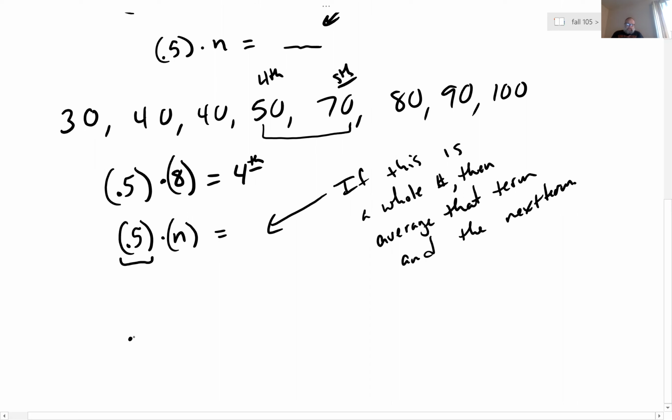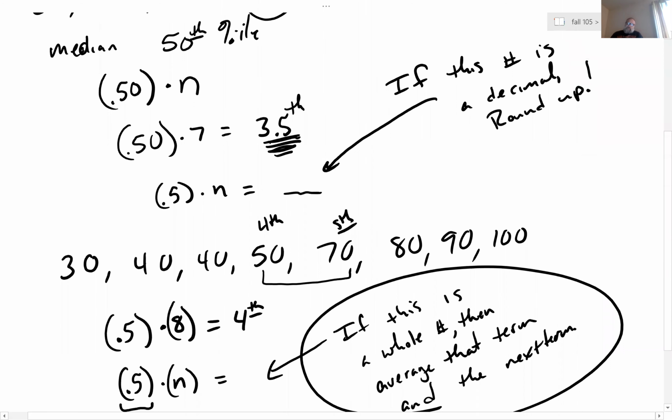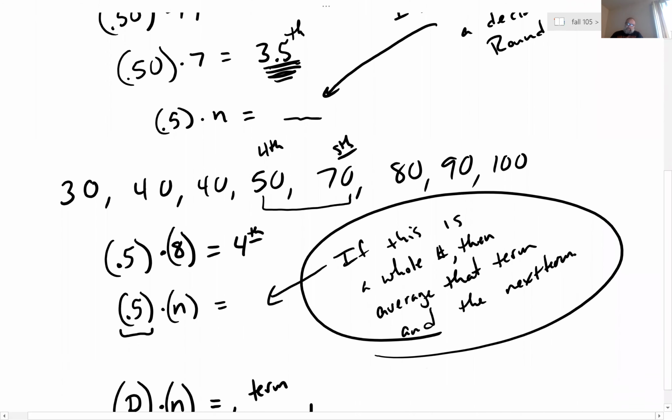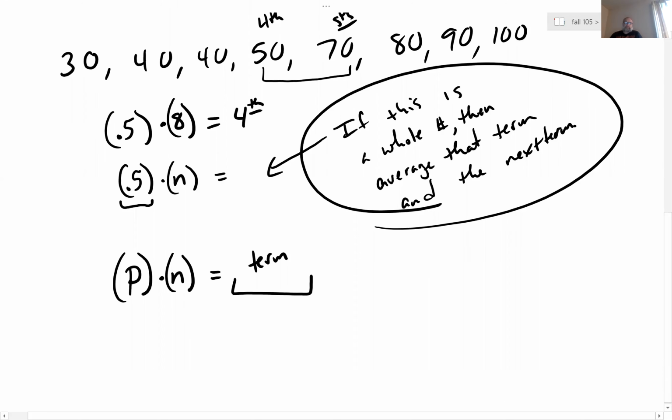So if you take the percentile that you're interested in, times n, equals the term. It is always true. If it's a whole number, you will average that term and the next one. If it's a decimal, you will always round up. And it doesn't matter what percentile it is. I start with the median because I know what the answer is supposed to be.